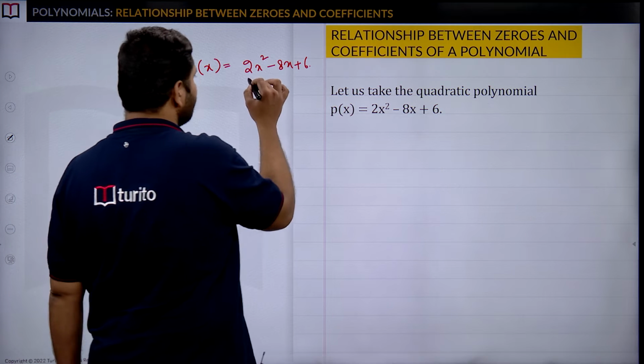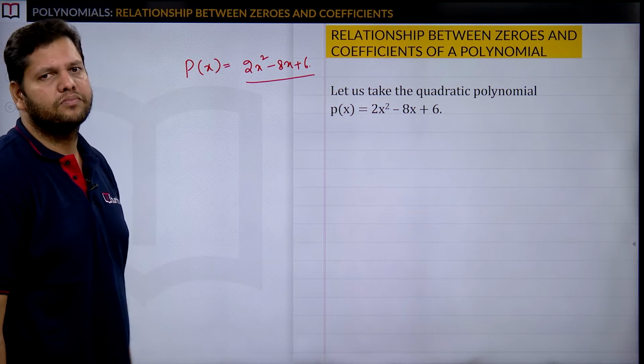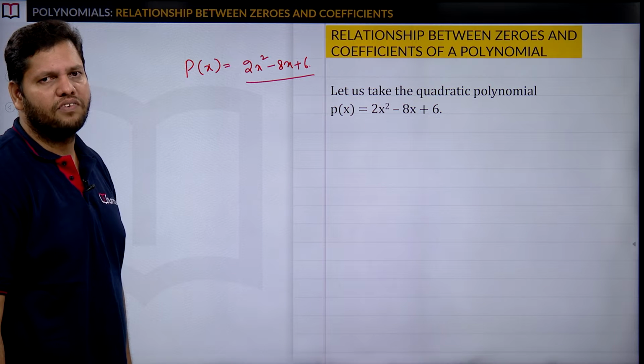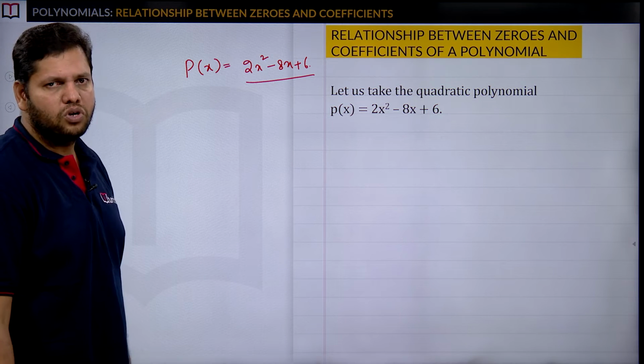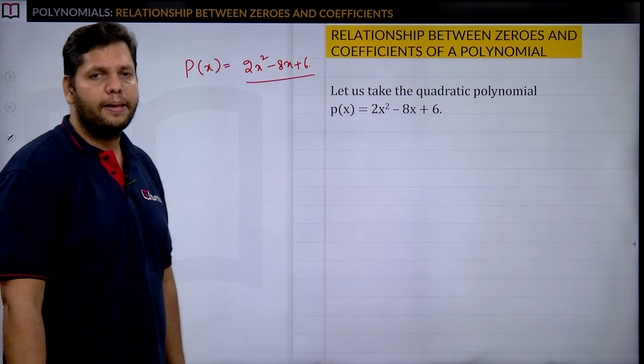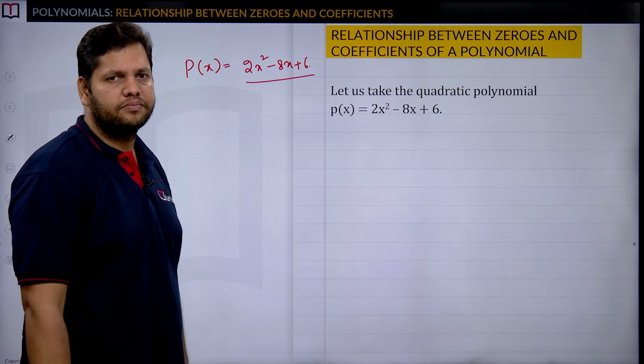So first of all, I want to find the zeros of this polynomial. I'm getting my point, children. How can we find the zeros of this polynomial? We'll do one thing, children: the splitting middle term method, isn't it?